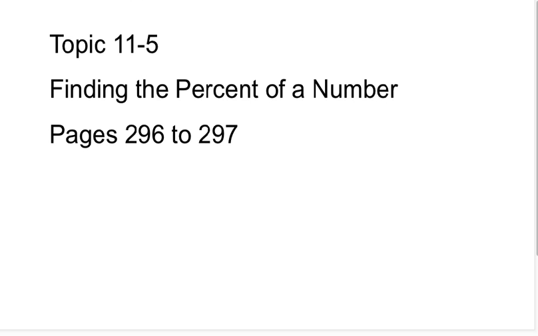Alright kids, in this activity we're going to talk about the information in topic 11.5, which is all about finding the percent of a number. Now I'm not going to follow the pages, but the information would be on pages 296 to 297. I'll let you use the Pearson resources and videos to help you with what's on those pages. I'm going to kind of fly solo on this one, but this is what we're talking about, topic 11.5.